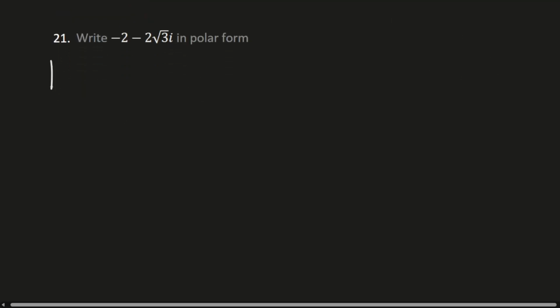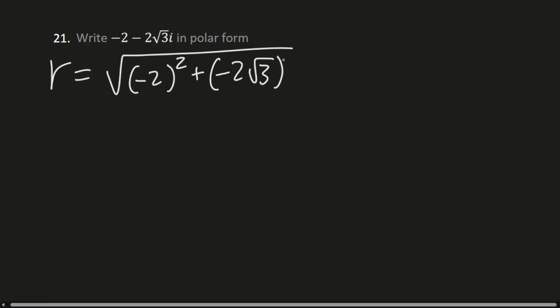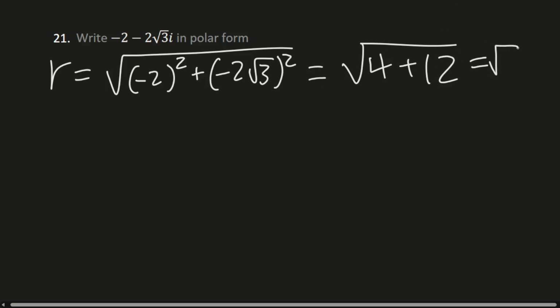Question 21, solve for the modulus here. We get negative 2 squared plus negative 2 square root of 3, all squared. It's going to be equal to the square root of 4 plus 12. That's equal to the square root of 16, which is equal to 4.